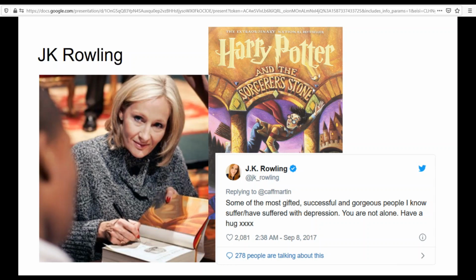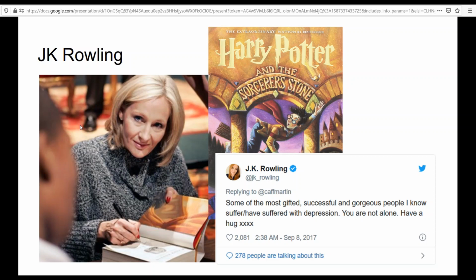So J.K. Rowling is a really interesting case of a modern author who has dealt with a lot of issues around anxiety and depression. J.K. Rowling, of course, is very famous for writing the Harry Potter series, but when she was writing Harry Potter and the Sorcerer's Stone, she was at a very rough time in her life. She had recently been divorced. She had a young child she felt she wasn't being a good mother for. She was in a place where she was not making very much money. She was almost broke. She was living in poverty.